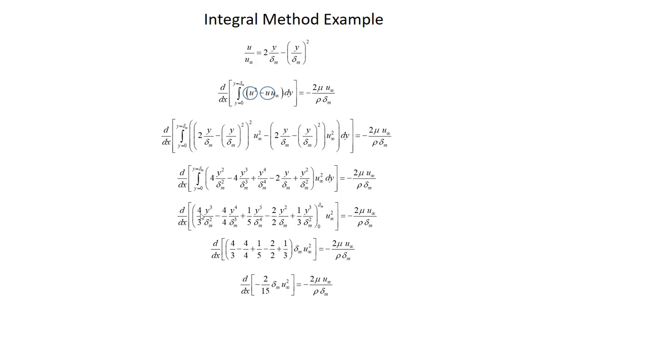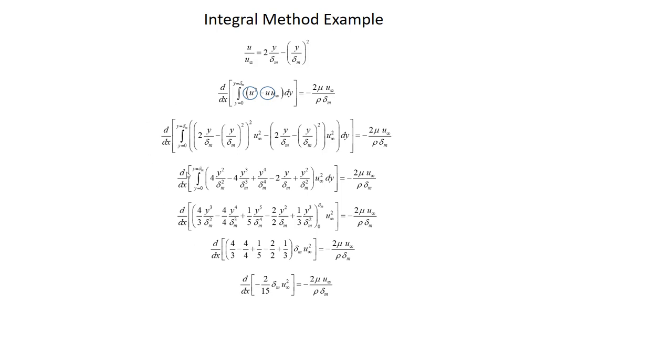So I end up then with all these coefficients, 4 thirds minus 4 fourths plus 1 fifth minus 2 over 2 plus 1 over 3 times delta m times u infinity squared. And if you find the least common denominator of this big mess here, you'll find that it's minus 2/15, if I did that right. So this whole side here is then the derivative of minus 2/15 delta m times u infinity squared. And then the right side is minus 2 times mu times u infinity over rho delta m.